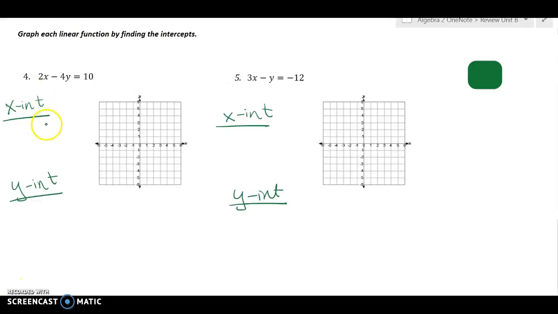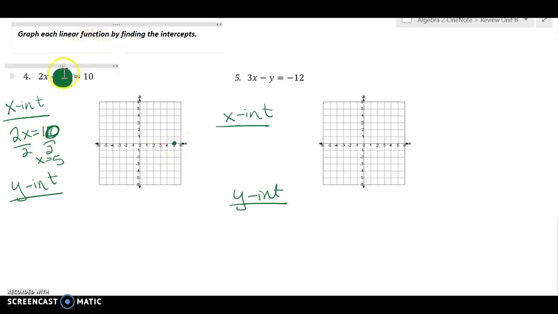Okay, so remember to find the x-intercept, I'm going to take my box and physically cover up the y. Ooh, that box is too big. And so now my equation is 2x equals 10. I divide by 2, so I get x is 5. So I go to the right 5.